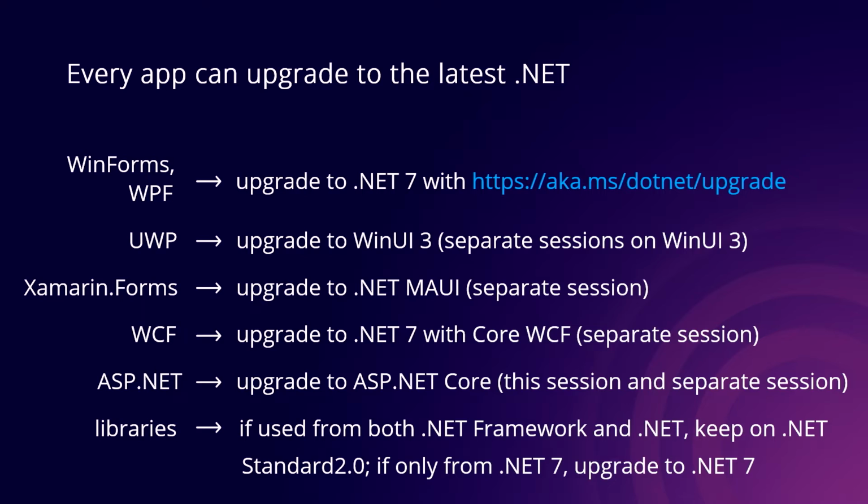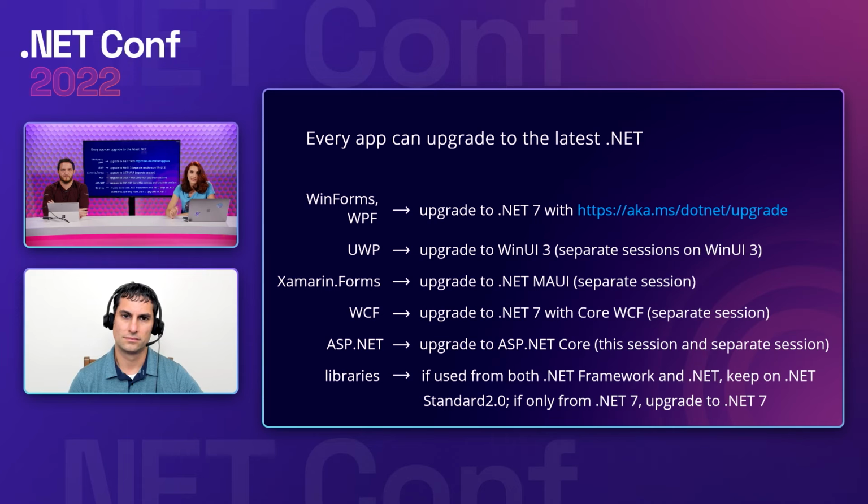And if you're building libraries, you can leave them targeting .NET Standard 2.0 if you need those libraries to be used in both .NET Framework and later .NET applications. But if your libraries are consumed only from .NET 6, 7, and up, retarget them to .NET 7 as well.